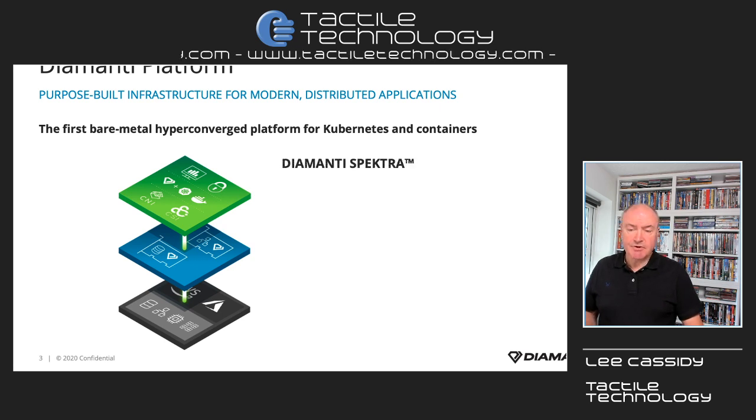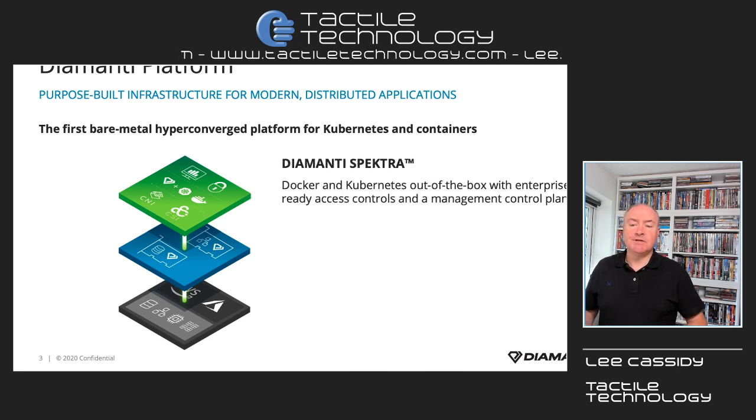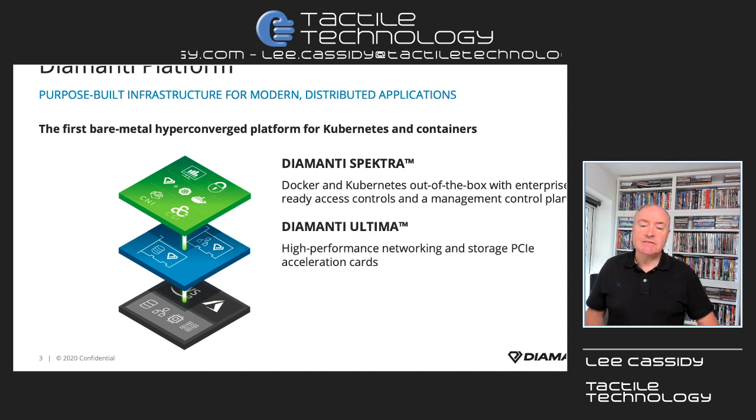So Spectra is the top level management and control section, utilizing Docker and Kubernetes to be able to give you that container environment, and also gives you a lot of the access controls and management of that infrastructure. The next piece is the breakout of networking and storage using Diamanti Ultima, and these are using PCIe cards to give you acceleration around storage and also networking.